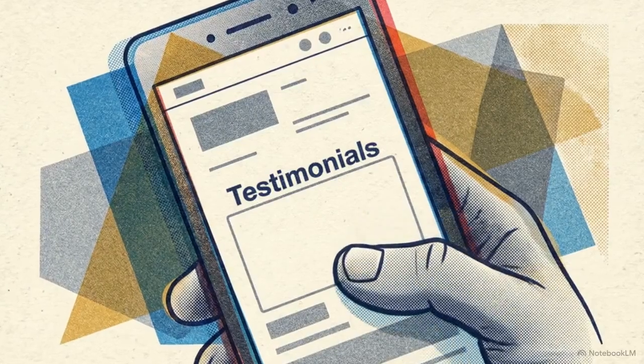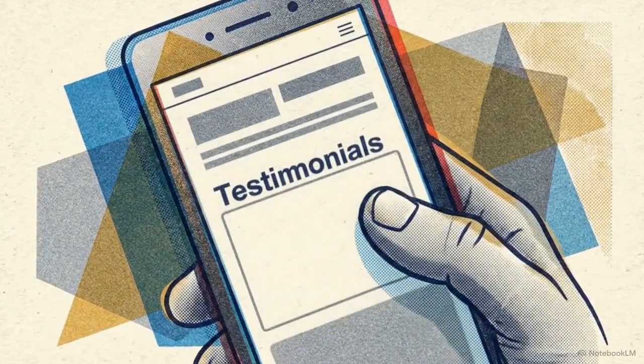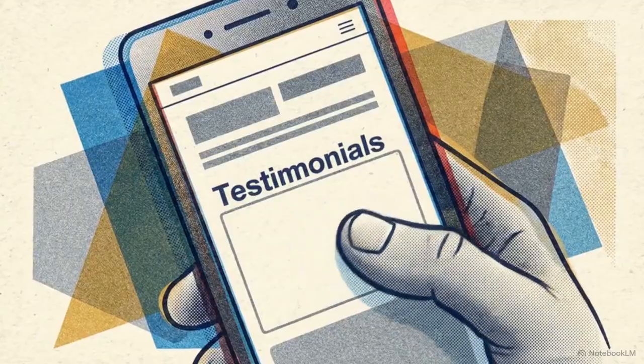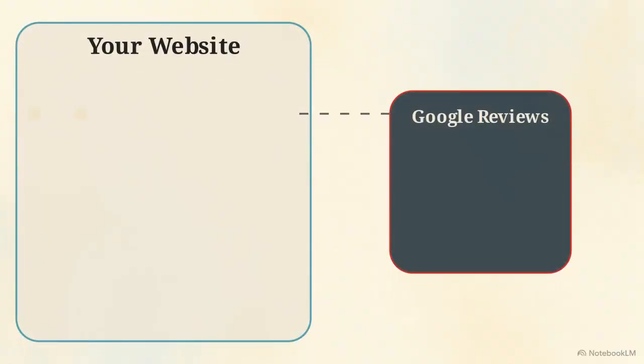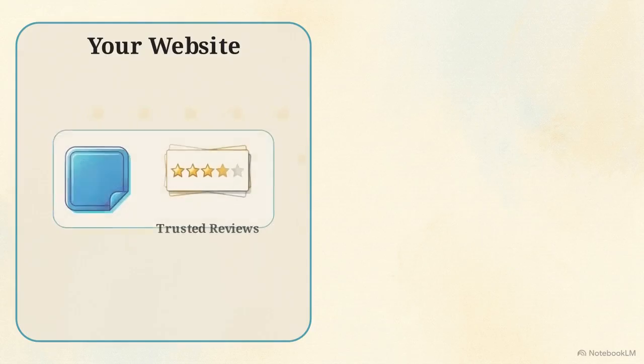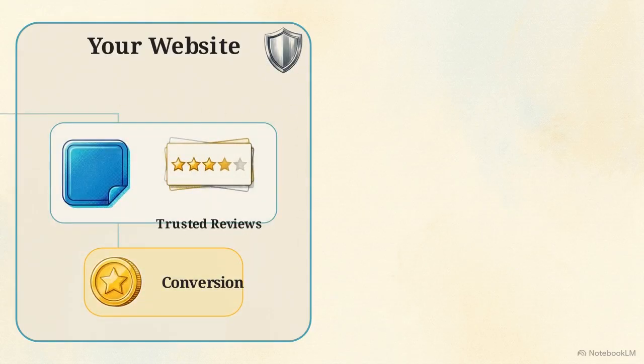Customer trust is the absolute currency of any local service business, but most websites leak this trust instantly. This chart highlights the problem. Google reviews are the strongest trust signal you have, but if users leave your site to read them, you suffer massive drop-off. The solution is a Google review widget that keeps that social proof on the page.